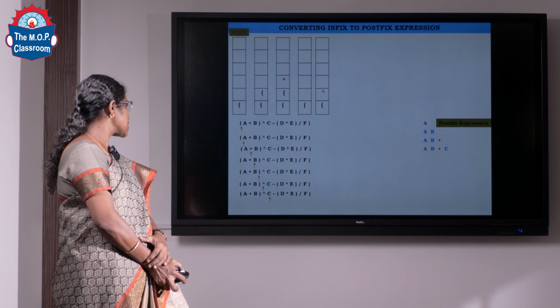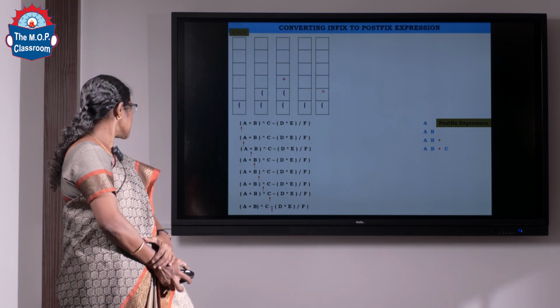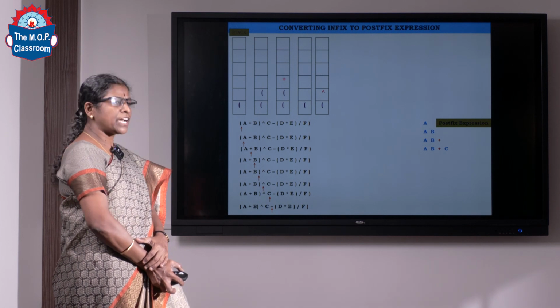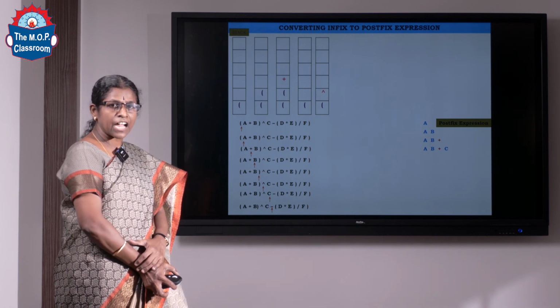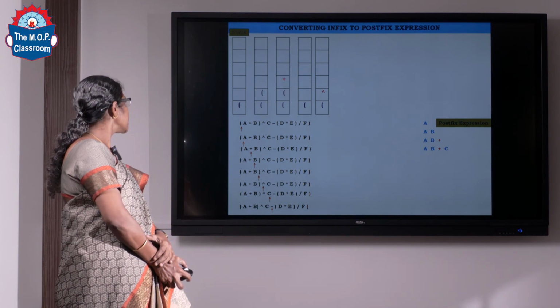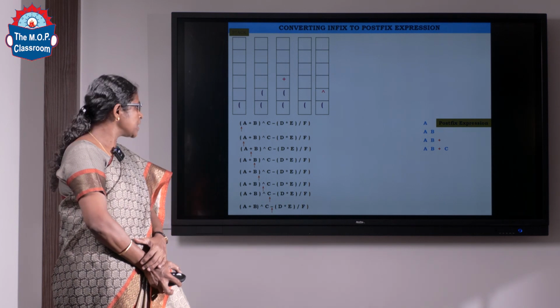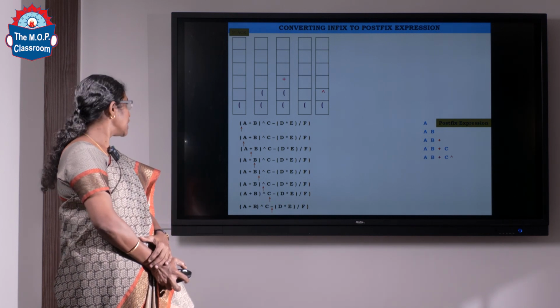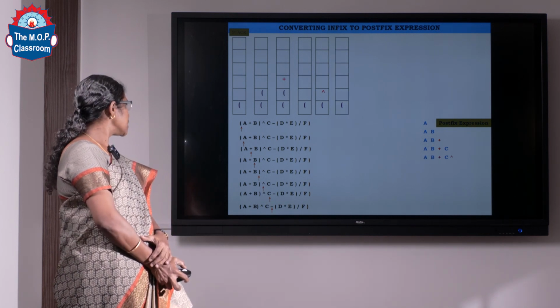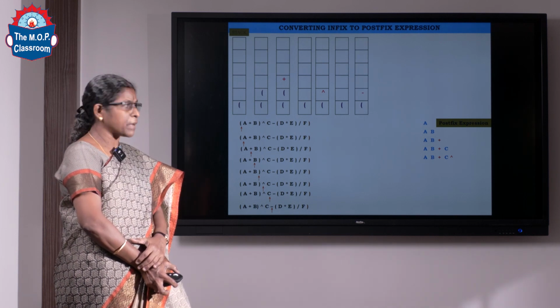Once again scan the expression for the next character. The next character to be encountered is a minus operator. So whenever an operator is encountered, check the stack for any operator with higher or equal precedence. Yes, there is an operator, exponent, which is of higher precedence than minus. So pop it out and add it to your expression. Now add the new operator onto the stack. So this is the status of the stack after adding the minus operator.